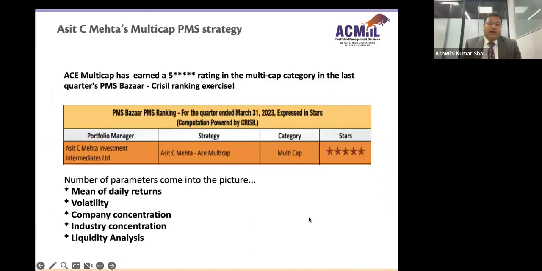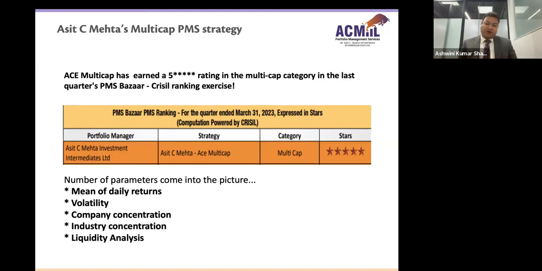But I want to just highlight two things here. One, the strategy has been ranked number 5 with 5 stars among the 66 or 67 strategies which fall under the multi-cap space. And there are 6 or 7 strategies that have been ranked with 5 stars. And the framework is quite interesting. If you have not looked at this study by PMS Bazaar, which they have done in association with CRISIL, the best part that I found is that they have nearly 50% allocation to risk parameters and 50% allocation to return parameters. So portfolio diversification, portfolio volatility, diversification at stock level and sector level, and then the return profile on a consistent basis have been put together.